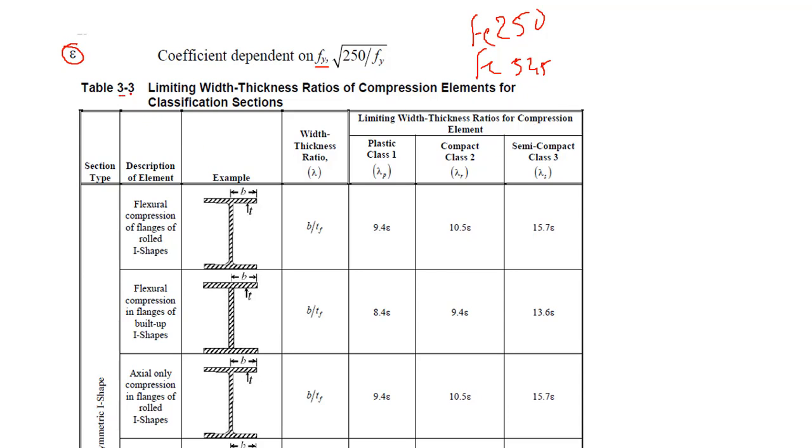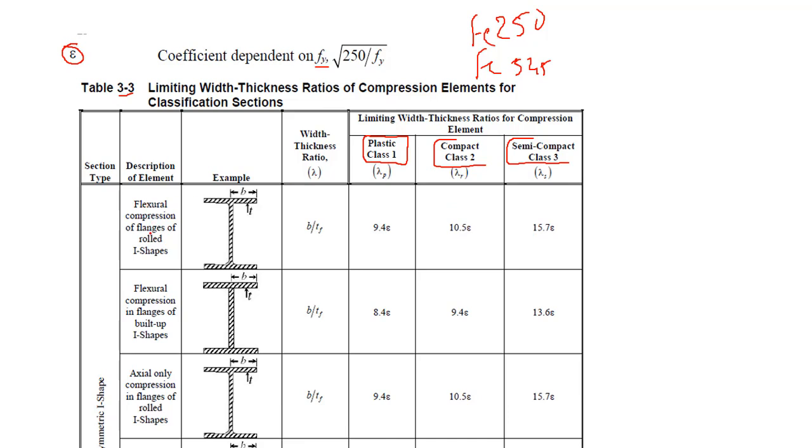Alright, in table 3.3, I got some of the limiting width-to-thickness ratios. Based on these numbers, we will be picking whether the section is plastic, compact, or semi-compact. Let's get into the numbers later on.